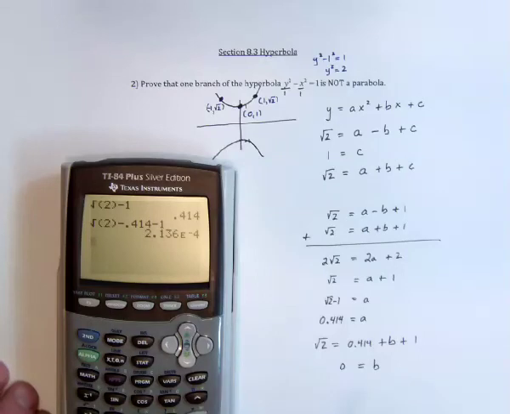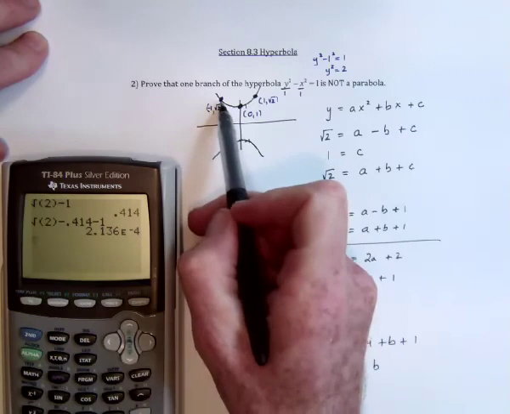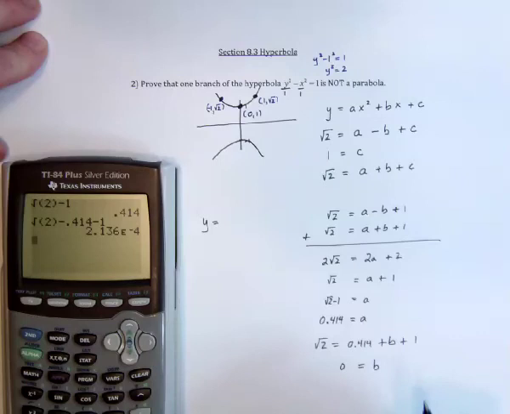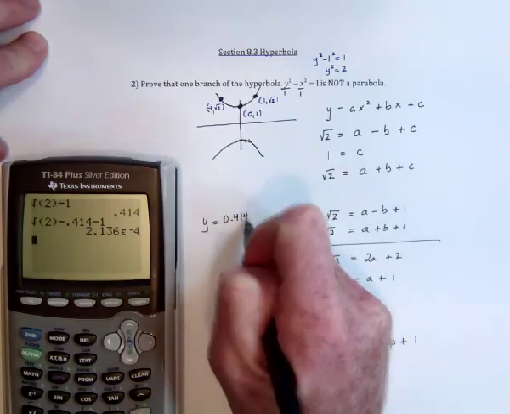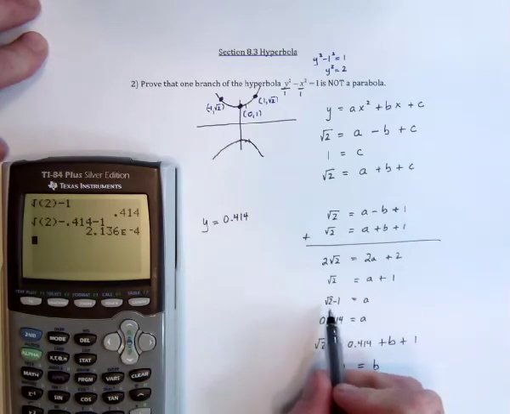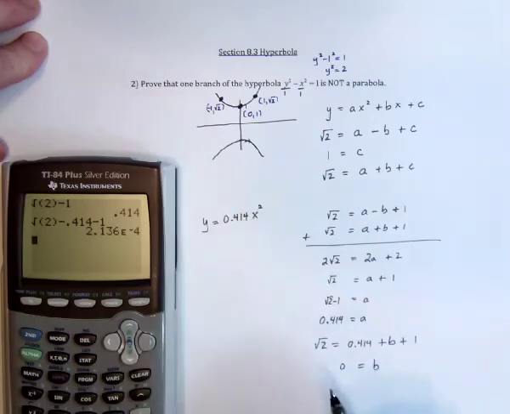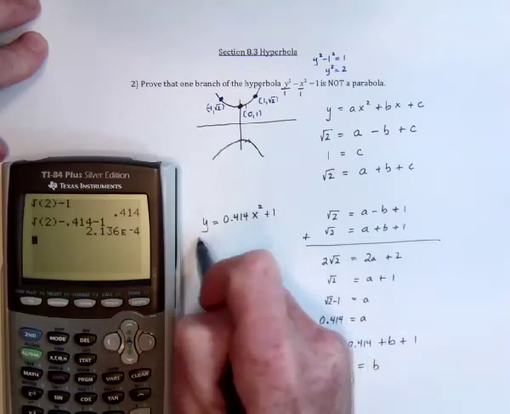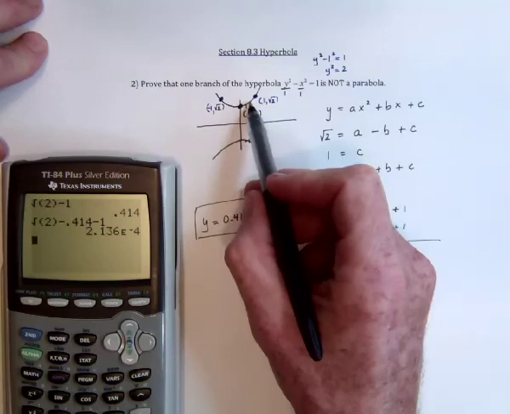Alright, so now we've got our function, the only parabola that will go through these 3 points is this parabola right here. Y is equal to a, which is 0.414, or more accurately I should use the square root of 2 minus 1, and that's the coefficient of x squared. The b is a 0 and the c is a 1. There is the parabola. And then how do you prove that the parabola and this hyperbola are not the same?